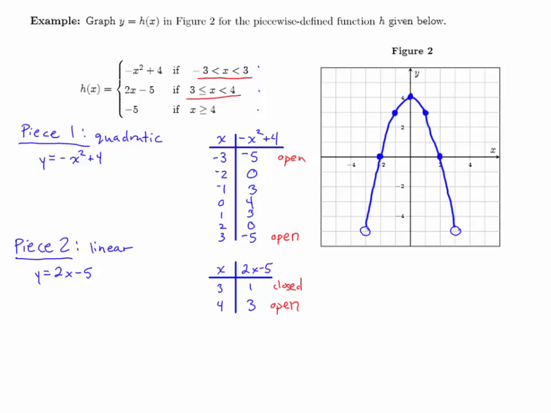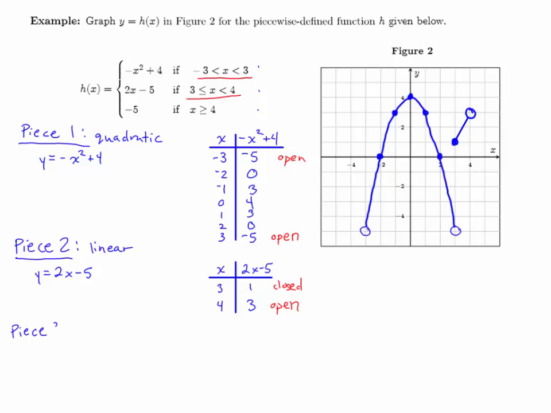So putting these on my graph then, I'll go to 3, 1, and again that's a closed circle, and then to 4, 3 with an open circle. And then I can connect those with a straight line with a slope of 2. So that's my second piece. Alright, I have the first piece and the second piece. Now I'll graph the third piece.